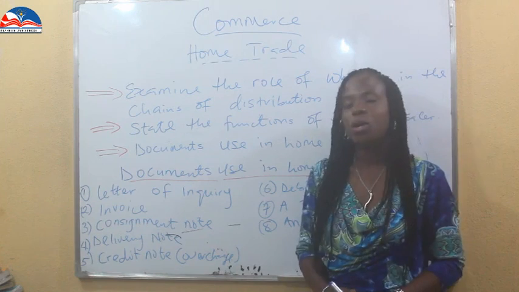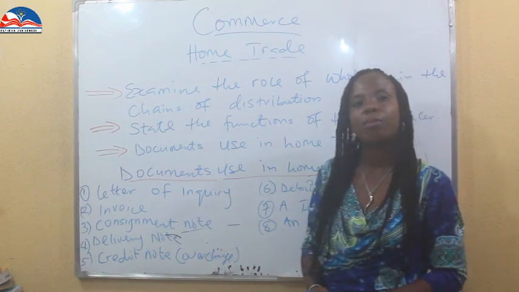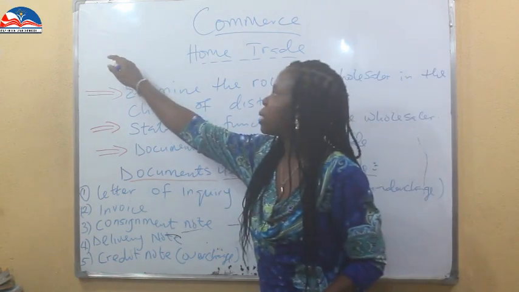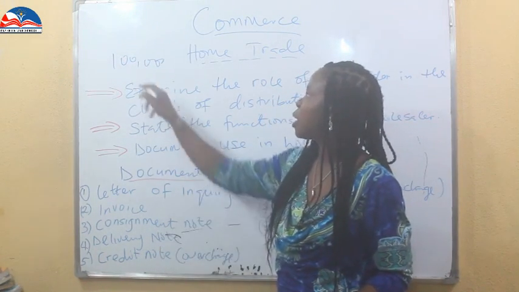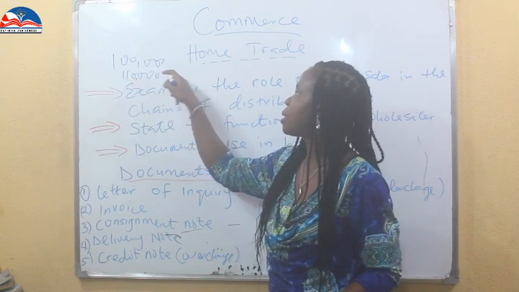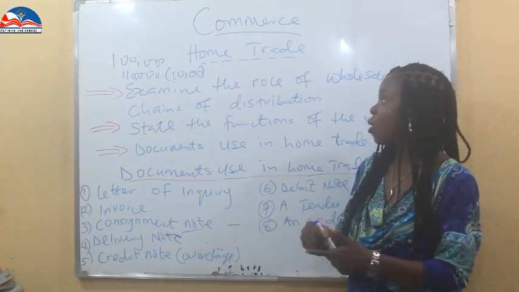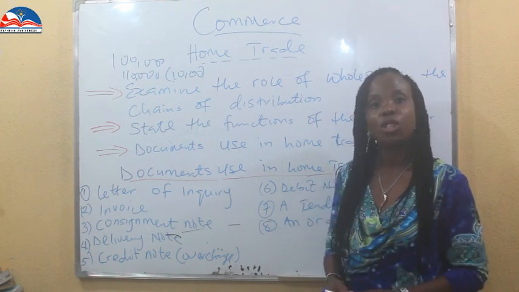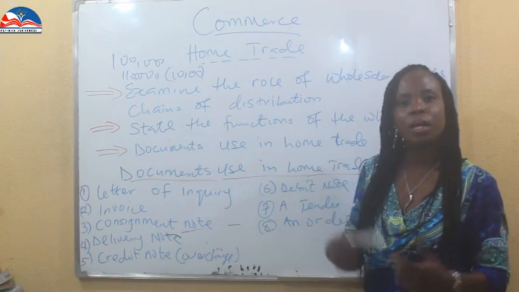Credit note: it's a note sent to the buyer to show that he has been overcharged for what he bought. For example, if goods that were bought were to be charged at 100,000 naira and he is overcharged 110,000, the 10,000 here is the overcharge. A note is sent to the buyer to let him know that we have overcharged you, and then subsequent correction can be made in the future.